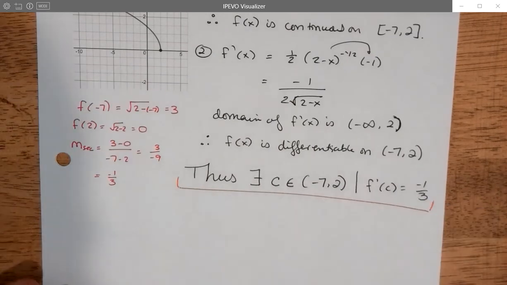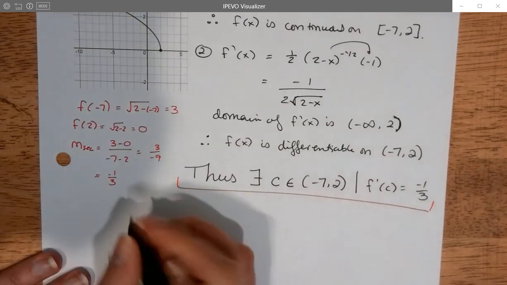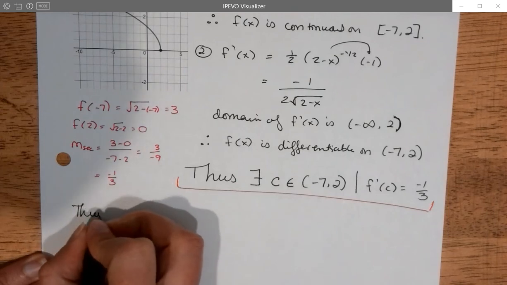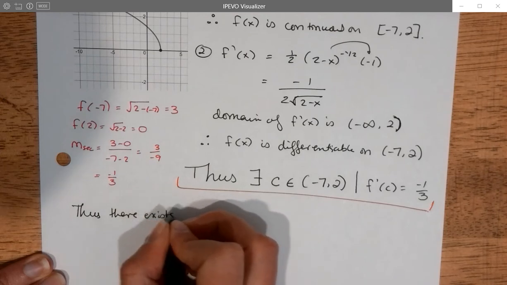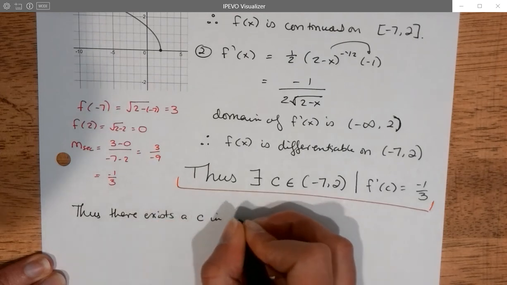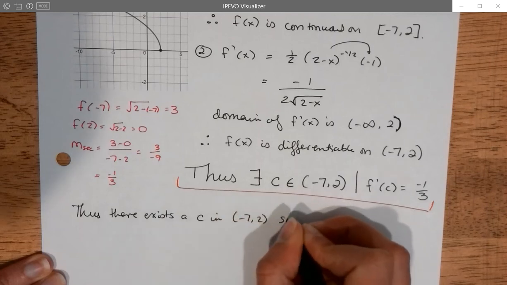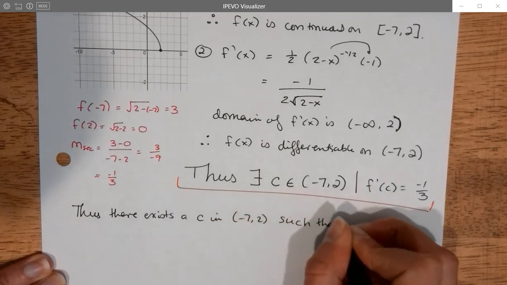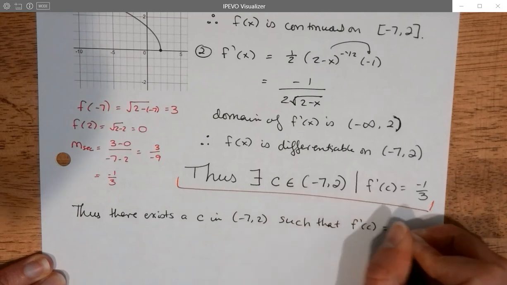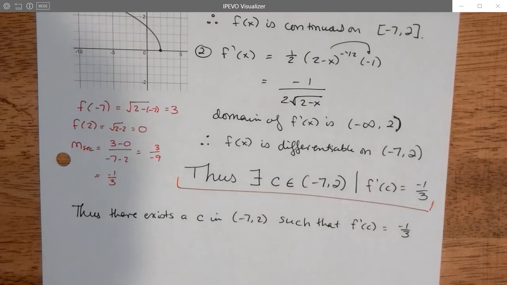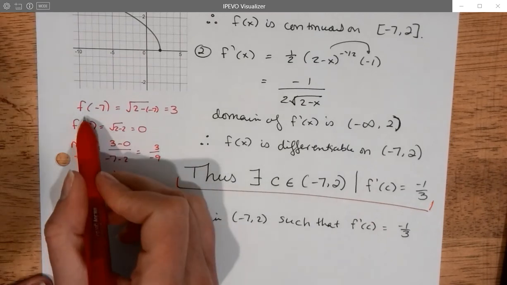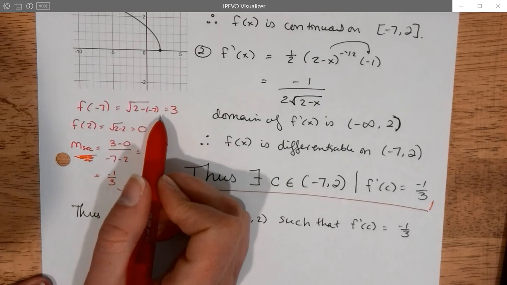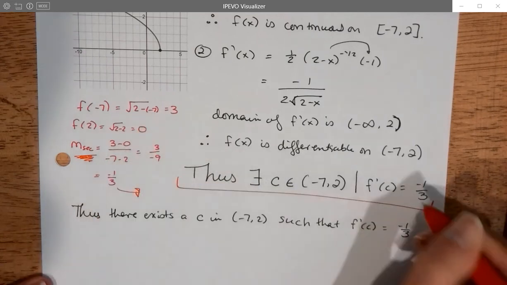If you want to see that conclusion written out in words, I can do that as well. Thus, or therefore, there exists a c in the interval -7 to 2, such that f prime of c is equal to -1/3. Same thing. Okay, I found the -1/3 by finding the secant slope. That's just the slope. I had to find the y coordinates. I already knew the two x's, but I had to find their y coordinates. So I could just do regular slope right there.